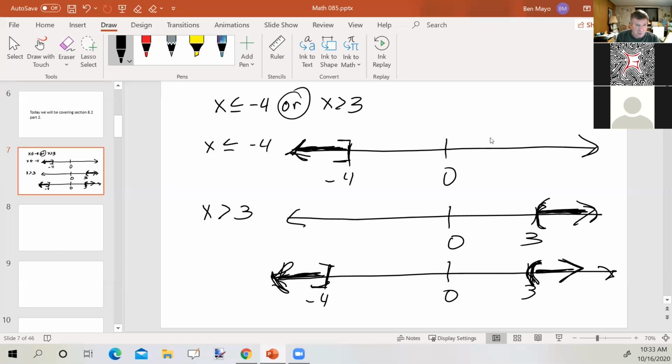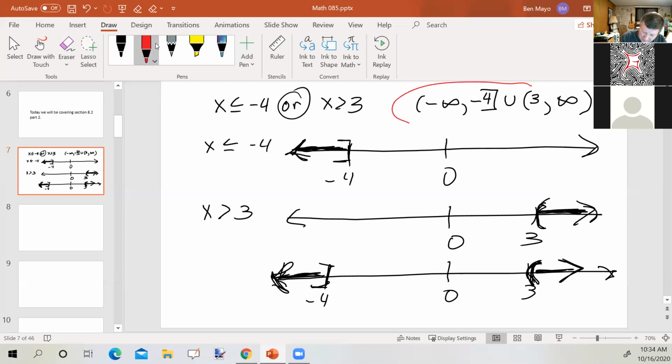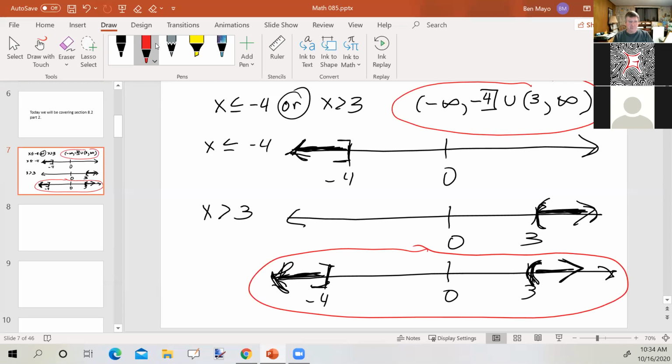And then let's see, it says write it in interval notation and then graph it. So there's the graph. Interval notation would look like this. From -infinity up to and including -4, in union with not including 3 up to +infinity. So here is interval notation. Here is the graph. Any questions on that before we go on to another example?